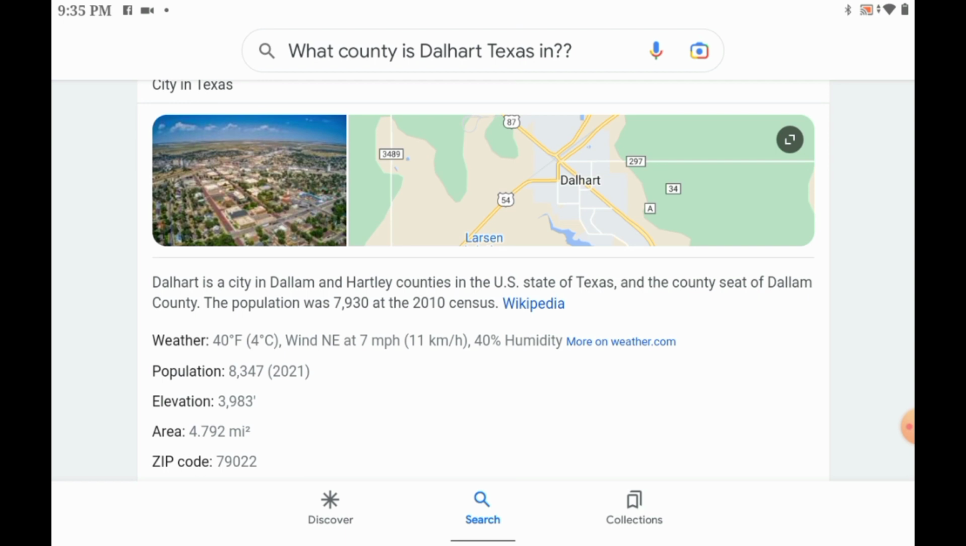It has a population of 8,347 as of the last census taking, and it's at an elevation of 3,983 feet and covers almost 5 miles. It's 4.792 miles. So it's a nice sized county, so you can get quite a few people there in 5 miles. I'm just giving it a second because, like I said, it's not letting me record what I want to, so I'm having to do a voiceover. I'm just waiting for the thing to switch over to something else.